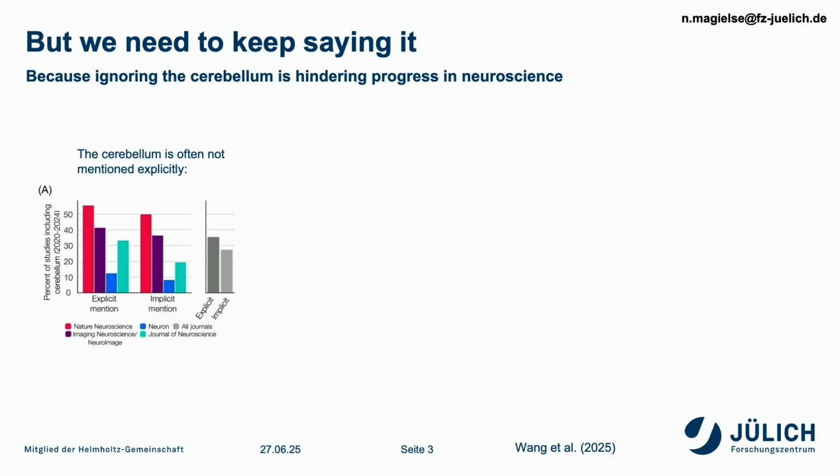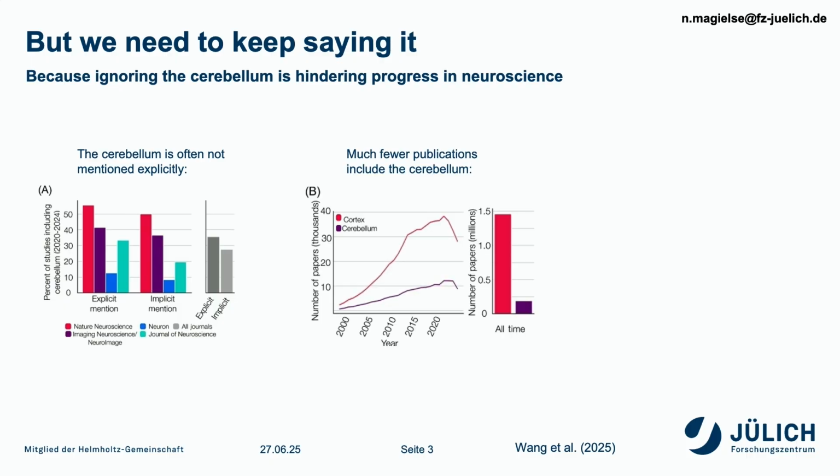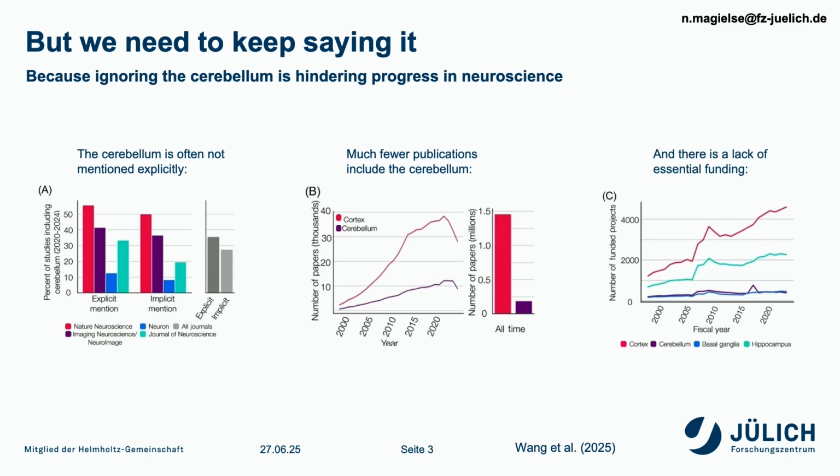For example, a lot of studies don't explicitly mention the cerebellum or don't mention it at all, resulting in a large body of work focusing on the cerebral cortex, but not the cerebellar cortex. Well, it is in the scans, so the data is in principle there. And ultimately this leads to a vicious cycle where there's much less funding for cerebellar research. You can here also see the basal ganglia, right? All these interesting subcortical structures. And this is really a very big problem.